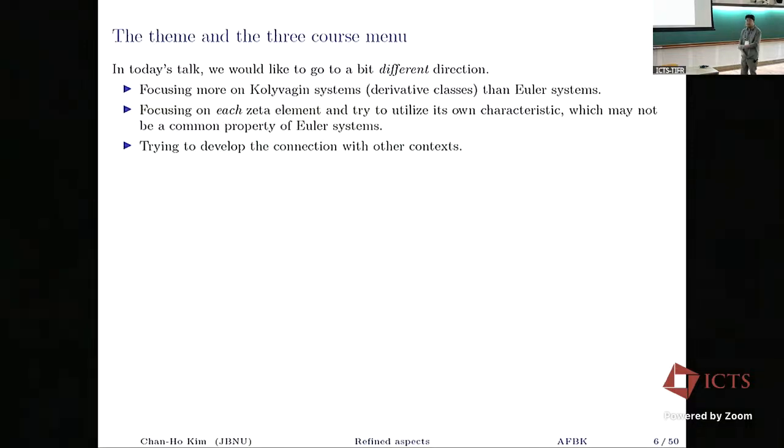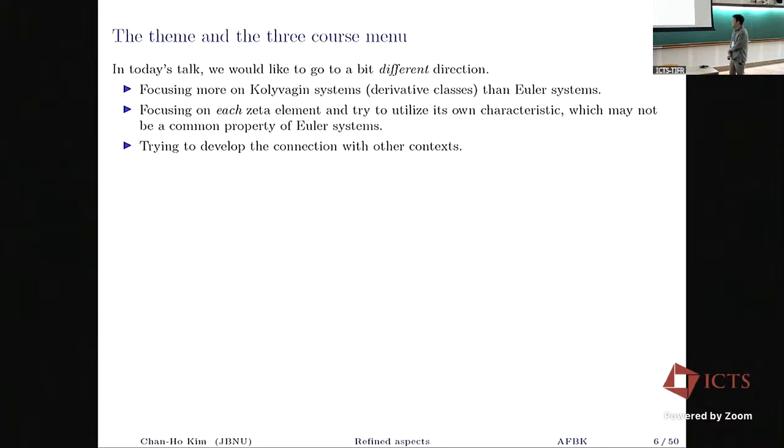So I'd like to focus more on the Kolyvagin systems rather than Euler systems. Also, I'd like to utilize the own characteristic of each zeta element, which may not be a common property of Euler systems. And also try to develop the connection with other contexts. That's what I want to do in this talk.